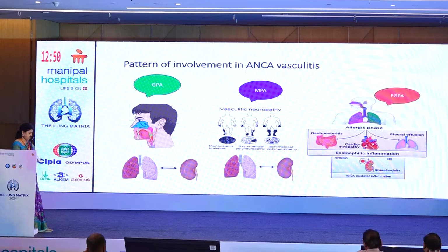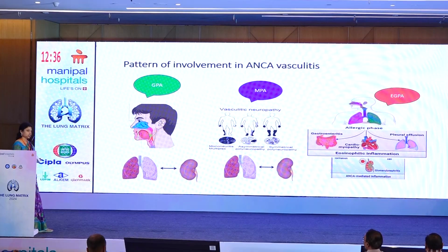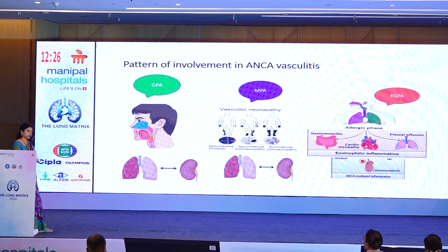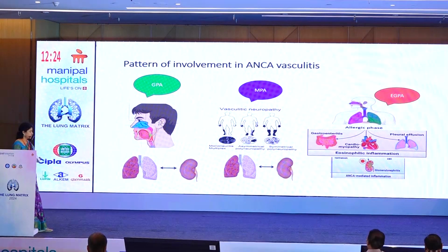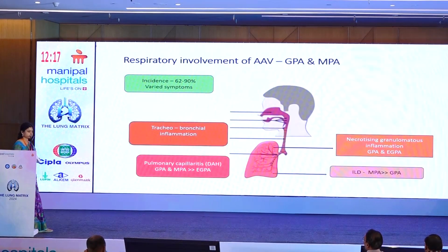And the third is EGPA, where we see the features evolving over 3 different phases. The first is the allergic phase, where only the upper and lower respiratory tract involvement is seen. The second is the eosinophilic stage, where the symptoms are predominated by eosinophils involving the gastrointestinal tract, cardiac system, or the lungs. And the third is the vasculitic stage, where we see glomerulonephritis or neuropathy. So these are the 3 different types of ANCA vasculitis with different predilection for involvement of the organs.